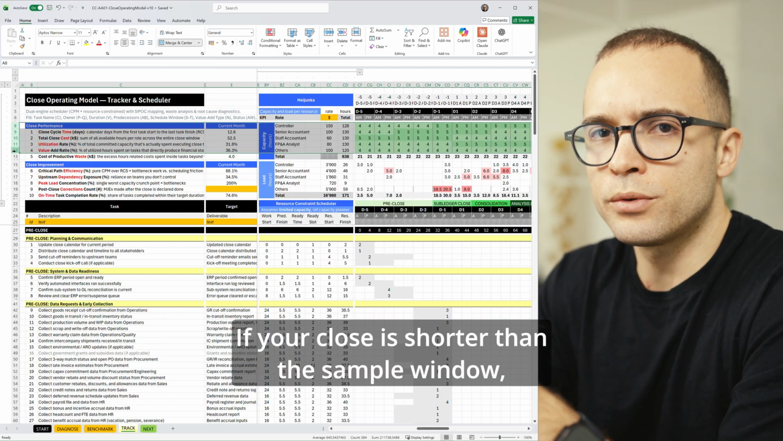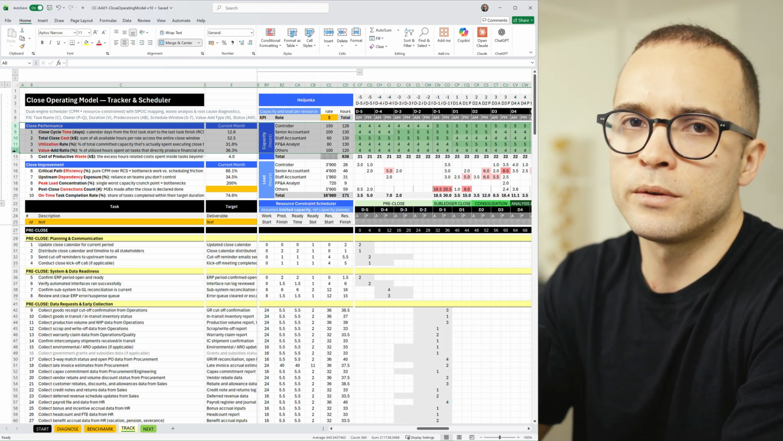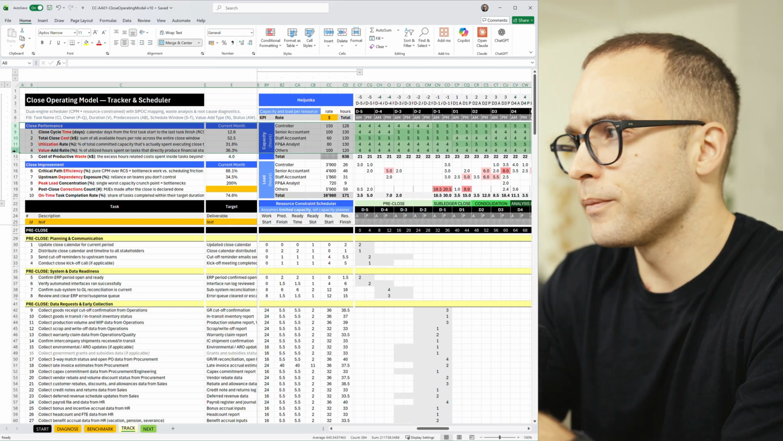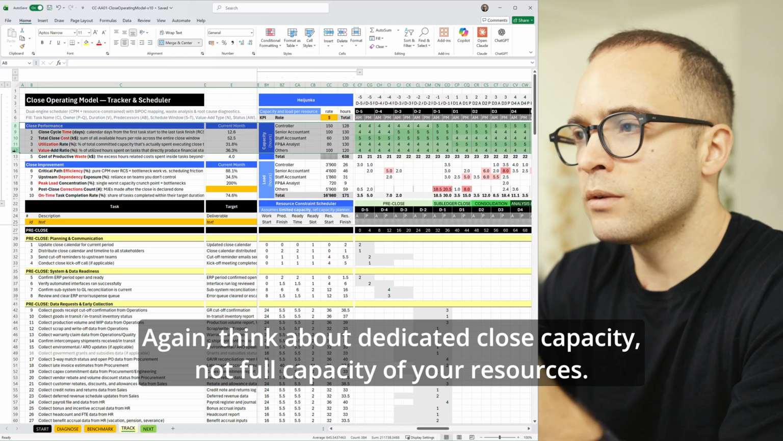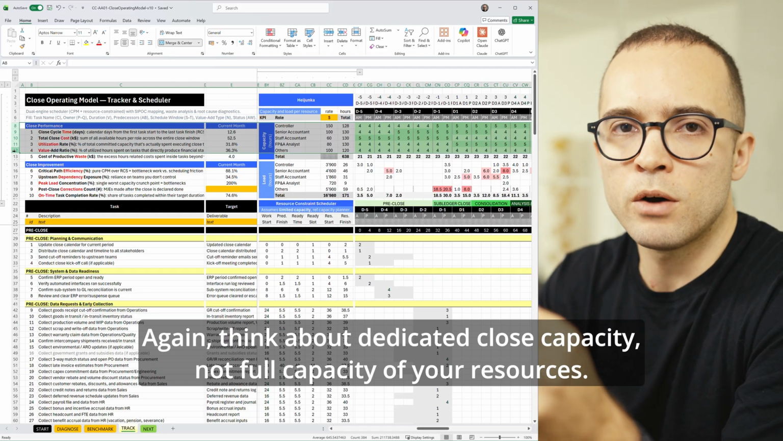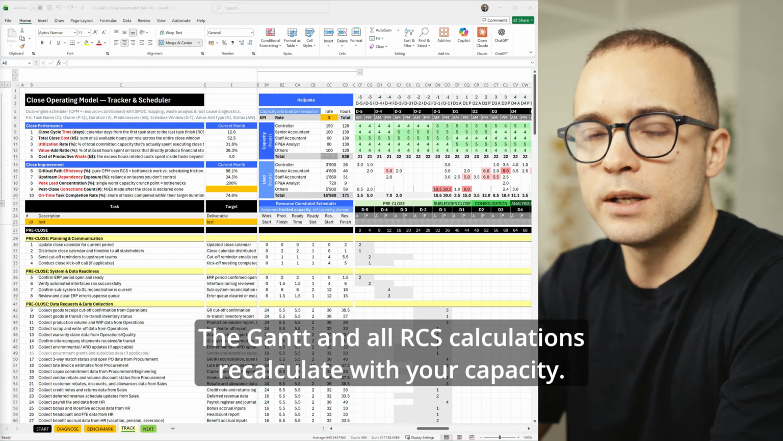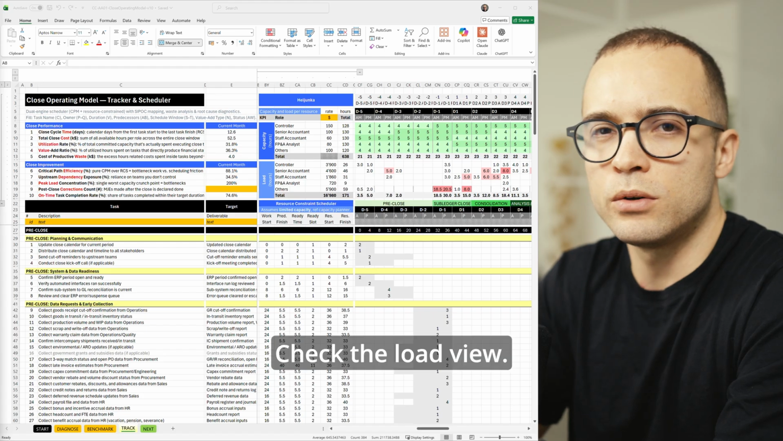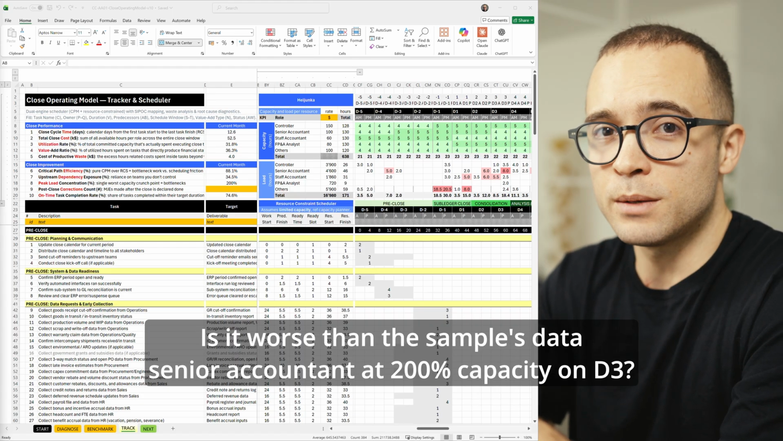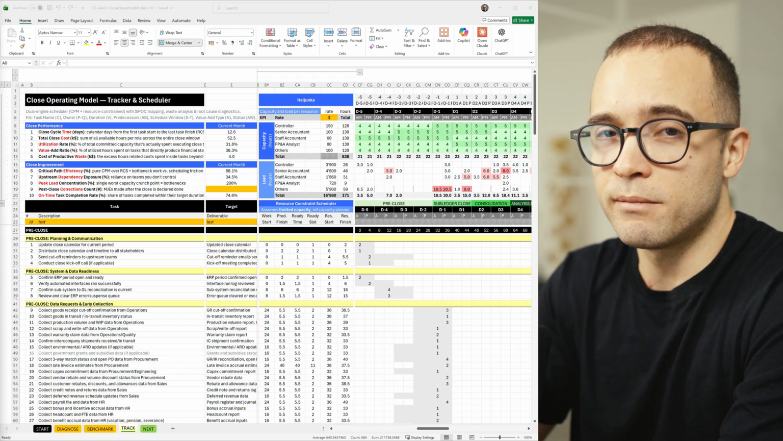If your close is shorter than the sample window, set capacity to 0 for the slots outside the period. Don't delete or insert rows. The formulas depend on the row structure. Again, think about dedicated close capacity, not full capacity of your resources. The Gantt and all RCS calculations recalculate with your capacity. Check the load view. Which role has the worst peak? Is it worse than the sample data's senior accountant at 200% capacity on day 3?